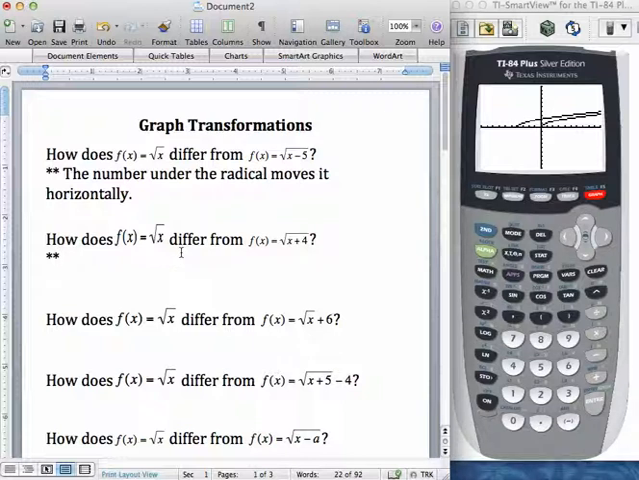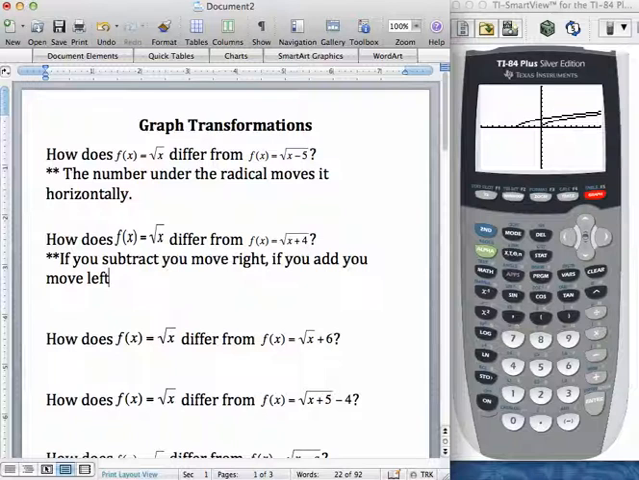So, if you subtract, you move right. If you add, you move left. That's just something you're going to have to memorize or put in the calculator. Like, if it's test taking time, you're like, I forgot. If I subtract, which way do I move? You just put it in there.